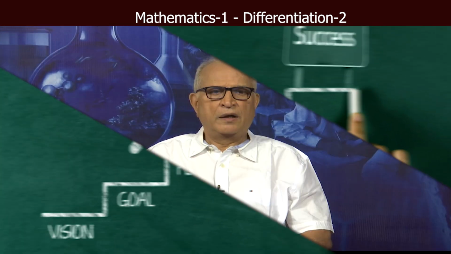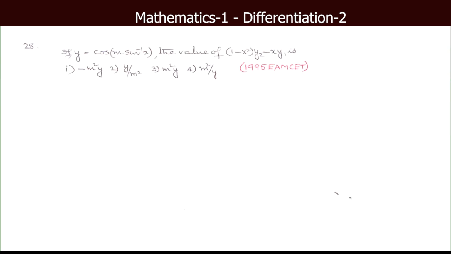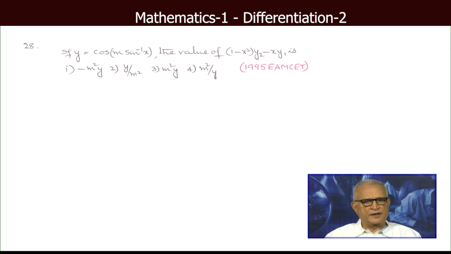Okay. Next question, 28. Y equal to cosine m times arc sin x. The value of 1 minus x square into y2 minus xy1 is. Generally, this is a long answer question in the IPE paper. So, this is also given as a 1 mark question in the EAPCET. There the time is about 1.5 minutes. In the intermediate exam, you have only 1 minute or maximum 1.5 minutes.